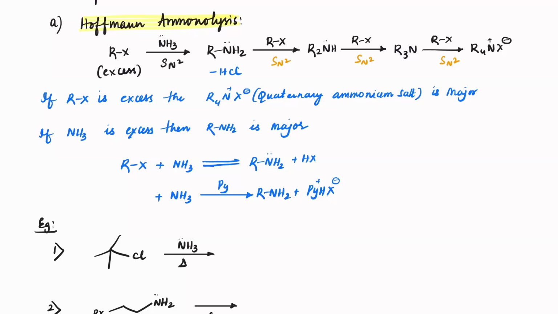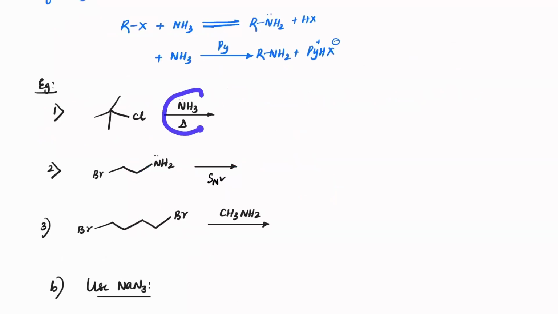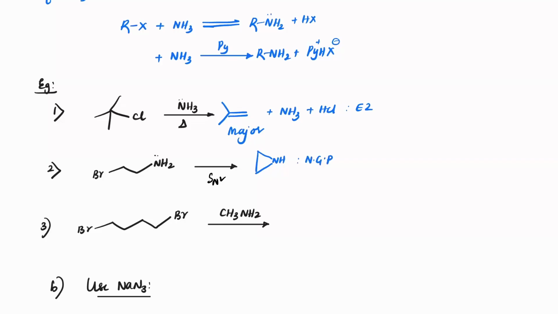Next, in case you directly react with ammonia, but you have a tertiary alkyl halide, it will always lead to the formation of alkenes via the E2 mechanism. So you'll get the alkene plus NH4Cl, via the E2 mechanism, and this will be major. Internally, if you have nitrogen, it can attack internally and remove bromine. That is also via SN2, I mean neighboring group participation. So I can say this is an NGP type of mechanism.